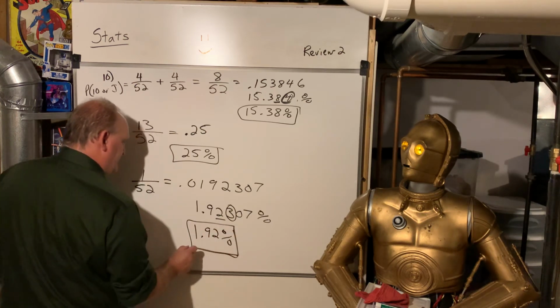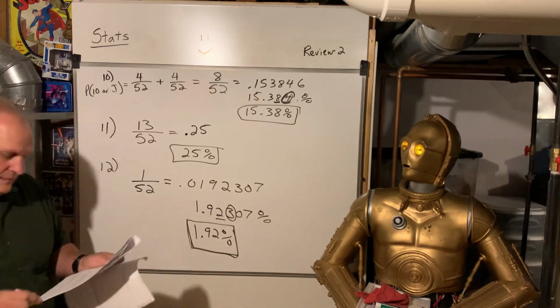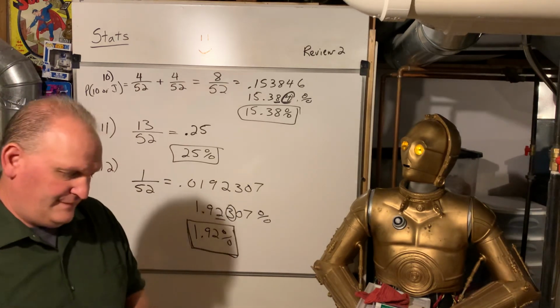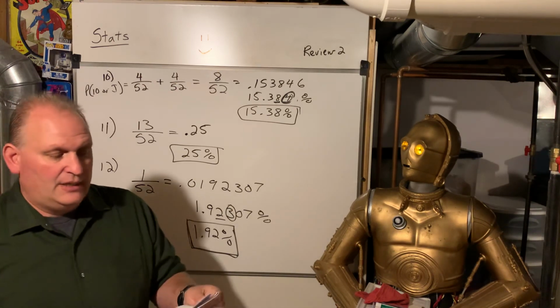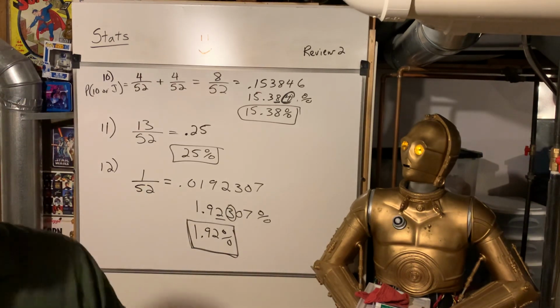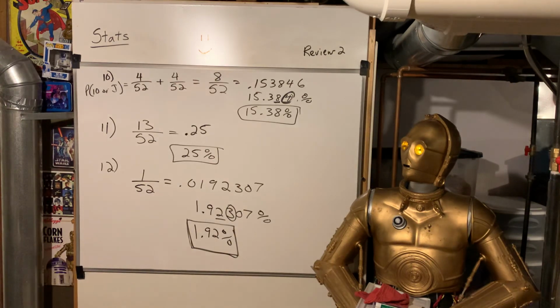Almost 2%. Not quite. All right. So when you look at the reverse of that, if that were almost 2%, well then the reverse would be 98% that that's not the 6 of spades. Okay, so that was page 1 and 2. The next video will be the next 2 pages.